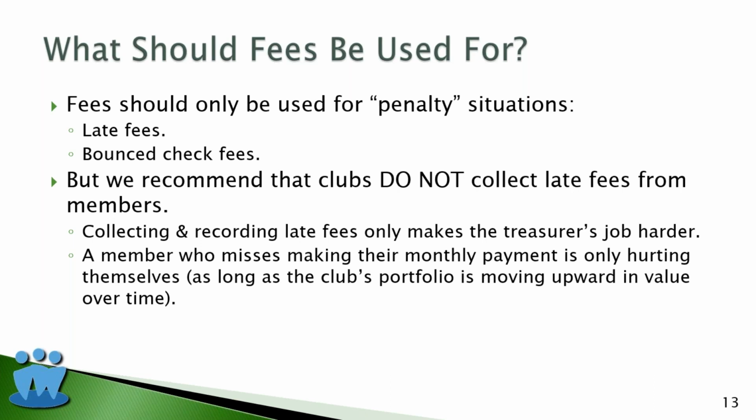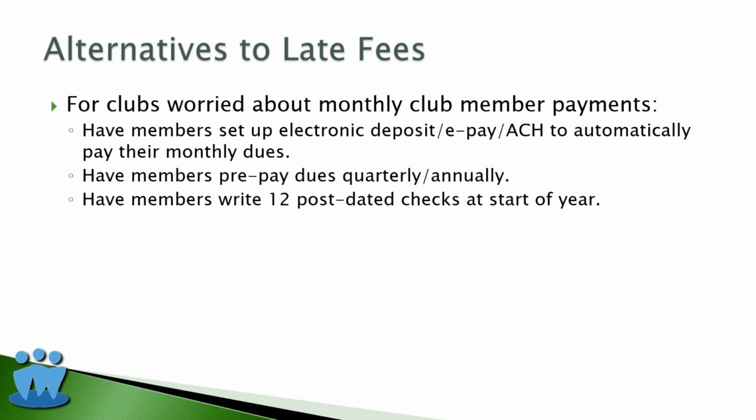But another reason is that members who miss their monthly payments or who are late are really only hurting themselves in the long run, especially as the club is going to grow and the unit value is moving upwards. Then members who are late are missing the opportunity to buy those units at that lower amount. And so that is penalty enough in my view. So that leaves situations such as a bounced check fee that a member is reimbursing the club for. It's just about the only time that we recommend that you use the fee type of member contributions.